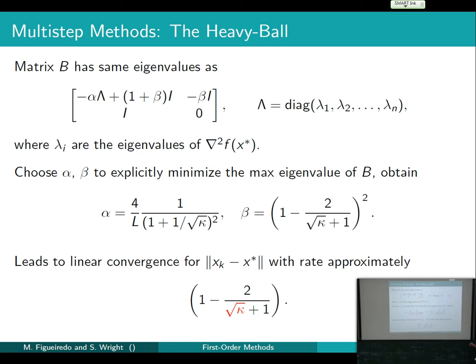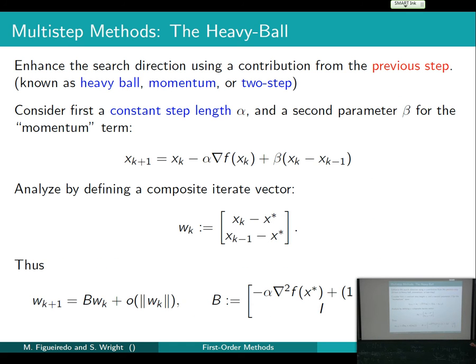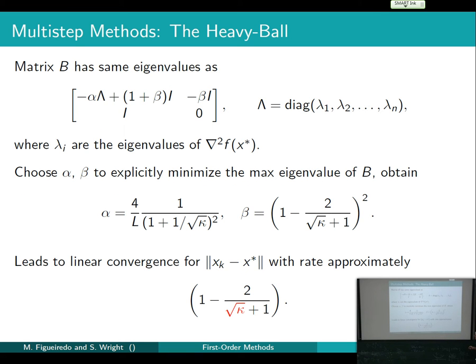So for ill-conditioned problems, we tend to mostly keep rolling in the same direction, but we put a little tweak in the direction of the latest gradient. So we get a better rate. Instead of 1 minus 1 over kappa, which is what we get for steepest descent, we get 1 minus 2 over square root of kappa.